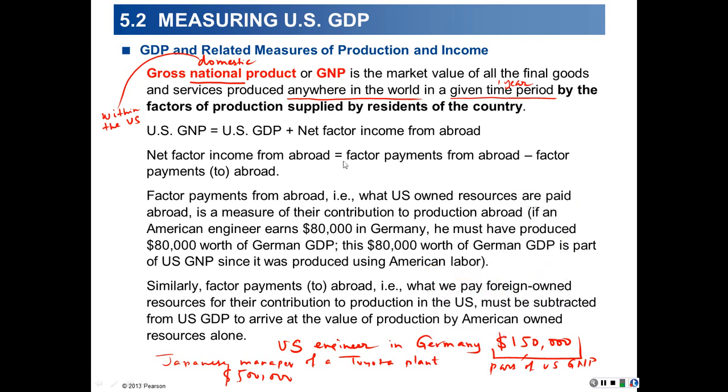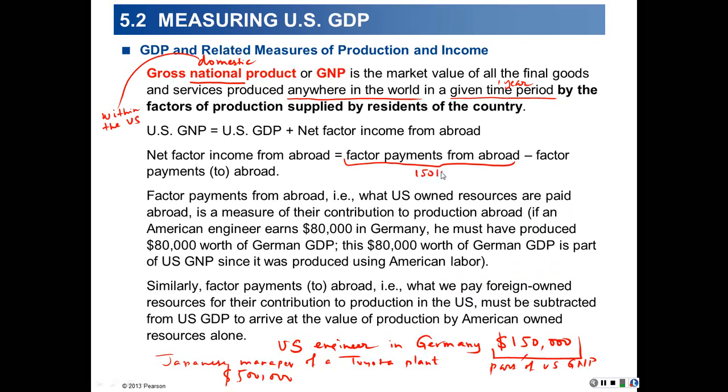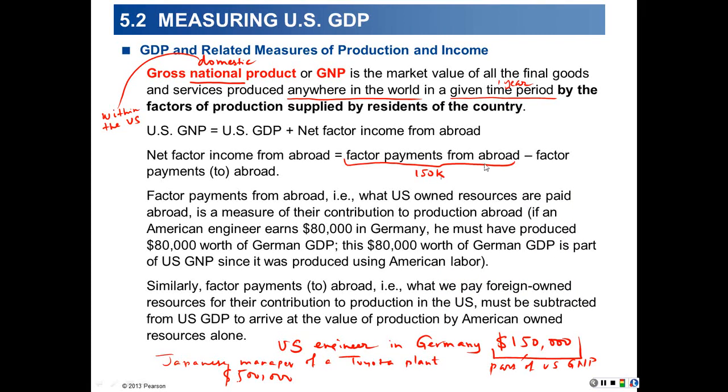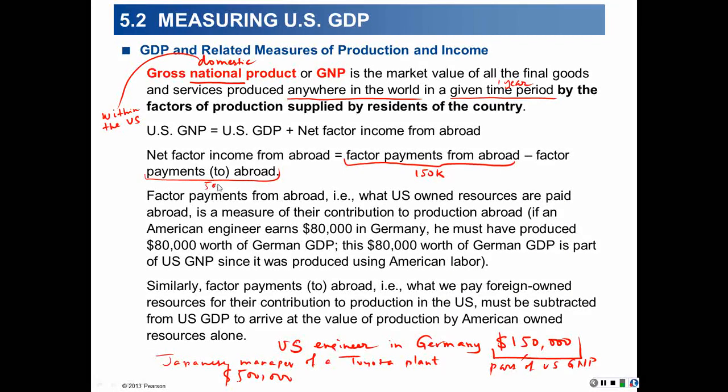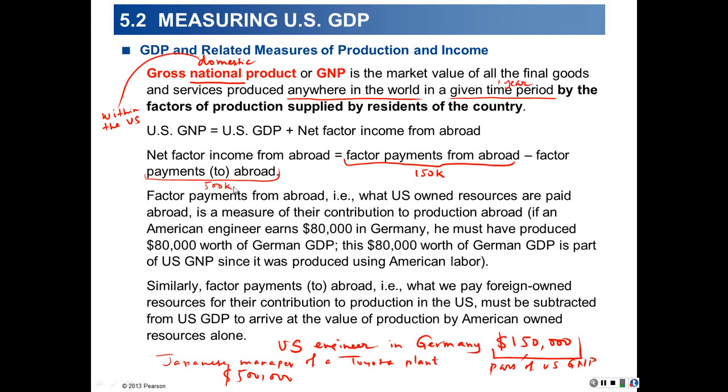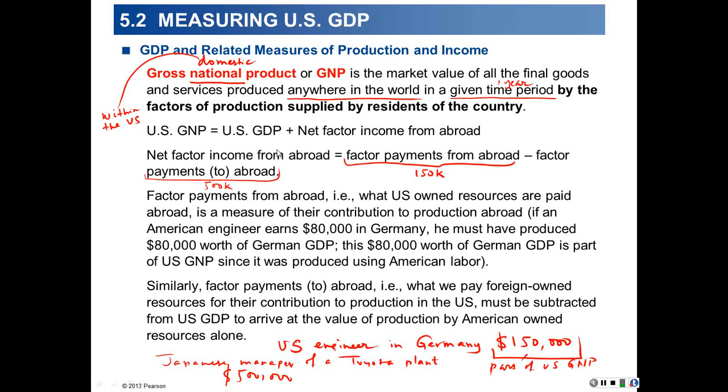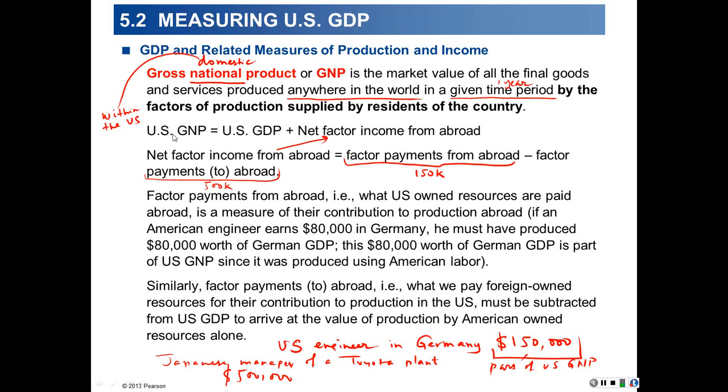So this here is the $150,000 earned by the American engineer in Germany. And the other bit is the $500,000 earned by the Japanese engineer, Japanese manager here in the States. So this has to be then added to GDP to get GNP. Yes?